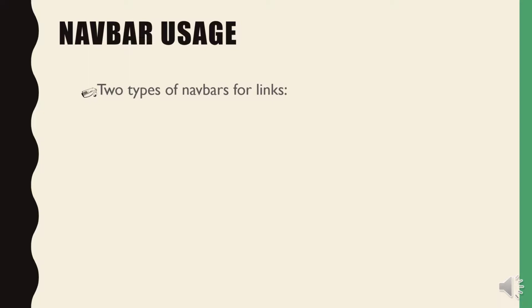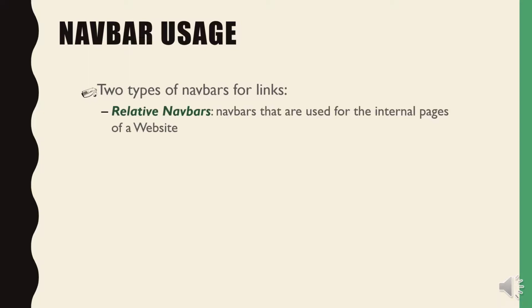There are two types of nav bars. There's the relative nav bars, which are nav bars that are created for the internal pages of your website. These are specific pages that users can click on to access information. The home page is saved as index.html.